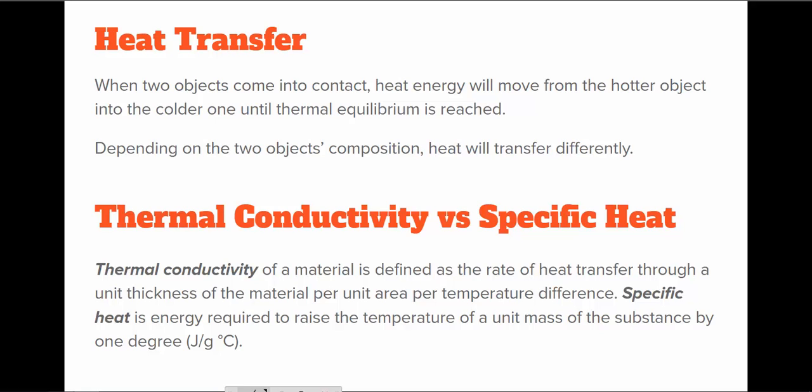So thermal conductivity is how quickly heat can pass through a material. And then specific heat is how difficult it is to heat a particular material. And so they're similar, but they're different. Like specific heat is asking how much energy it takes to actually physically heat this up. And thermal conductivity is how quickly you can pass energy through a particular material.